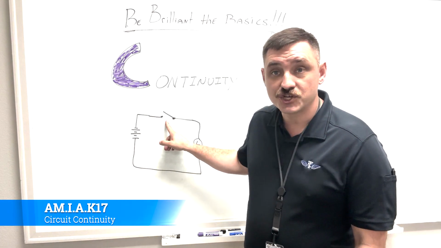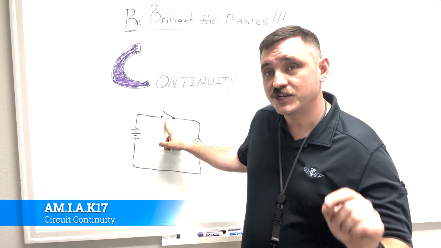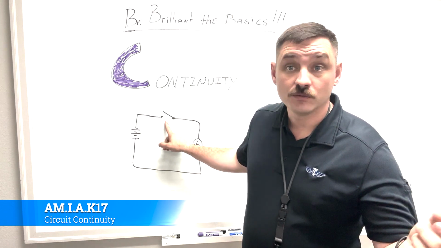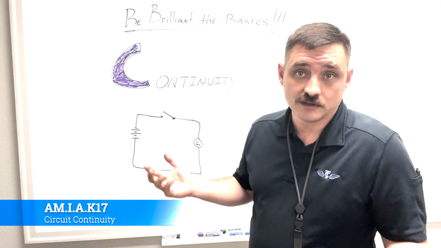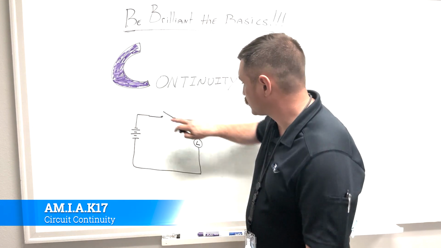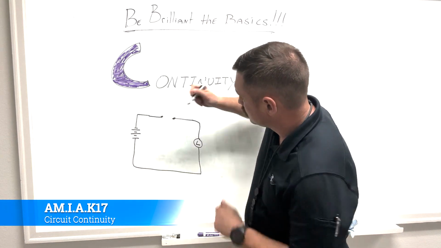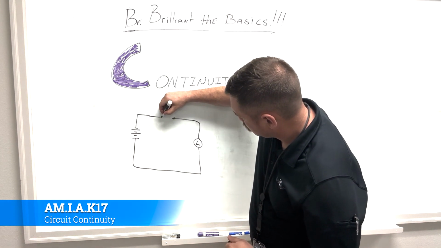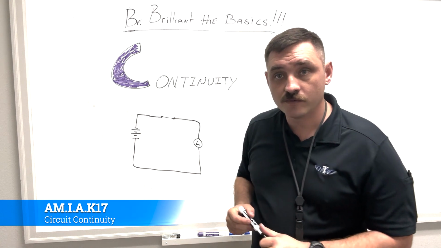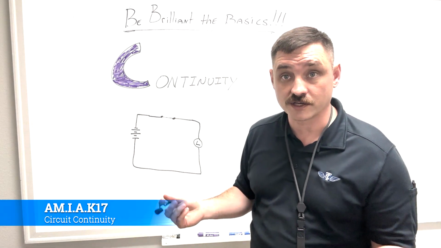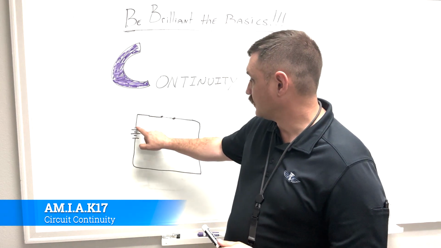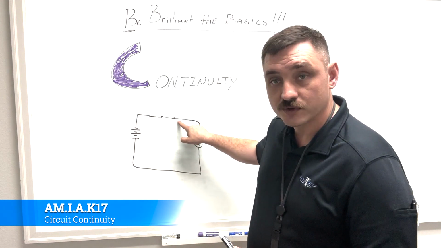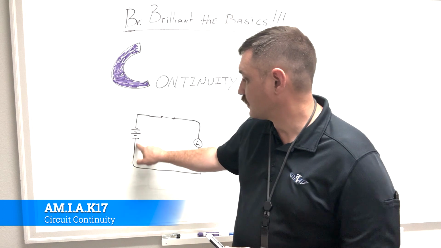Notice the switch is open. Since the switch is open, we don't have continuity. Now, it doesn't mean that it's broken, it just means that it's open. If we were to close the switch, like so, then we have a continuous circuit. We have continuity. That means that an electron can come out of here, go through the switch, through the lamp, and then come right back in here.